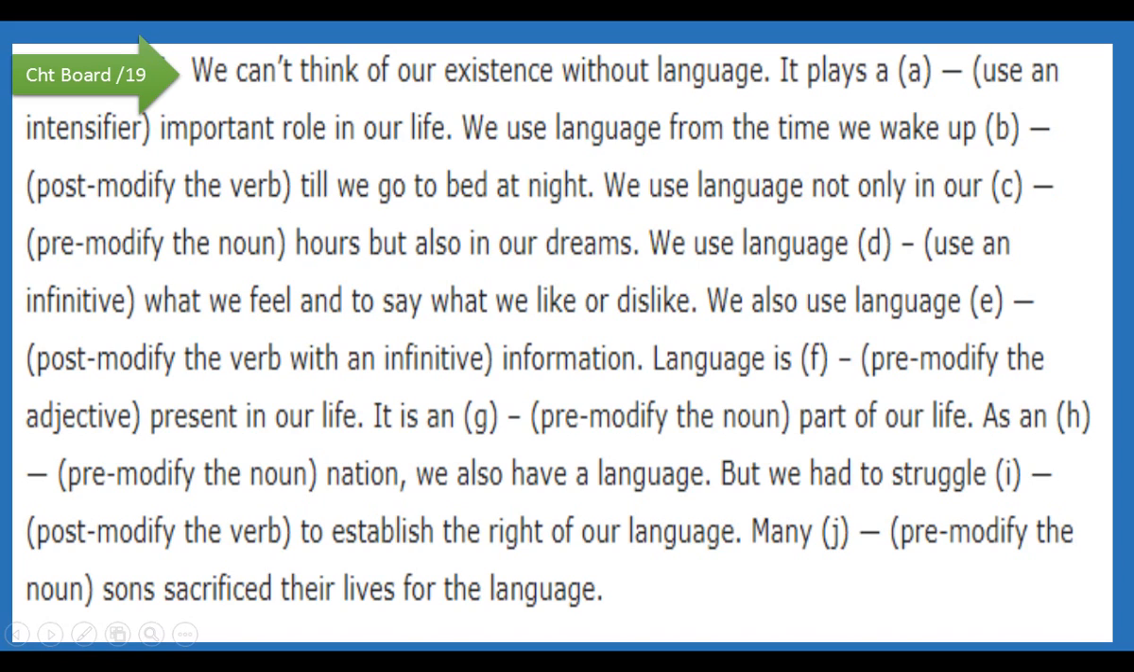As an dash nation, very easy question. As there is an, you will have to pre-modify the noun nation. The adjective obviously will be independent. As an independent nation, here you cannot use free nation. As a free nation will not be correct because there is a given article an.